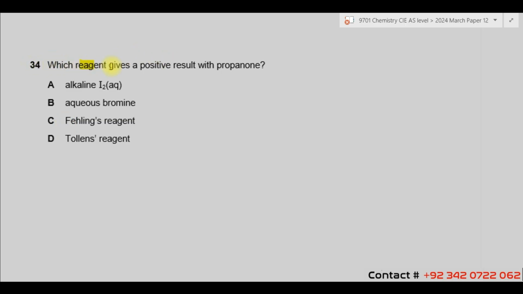Question 34. Which reagent gives positive result with propanone? Propanone is a ketone, 3 carbon ketone, CH3 C double bond O CH3. First one is alkaline aqueous iodine. So we have CH3 directly attached to C double bond O. So yes, it will give a positive result with alkaline aqueous iodine. We have aqueous bromine. Aqueous bromine does not react with ketone. It gives positive result with alkenes. Tollens and Fehling's reagent, they give positive result with aldehyde, not ketone. Correct answer is therefore A.